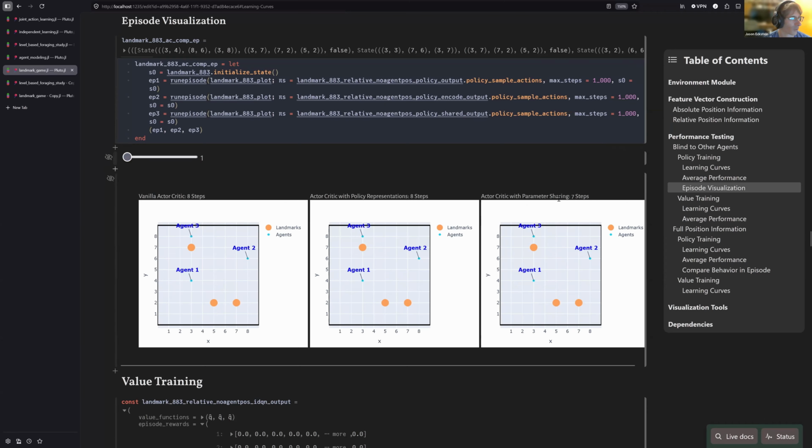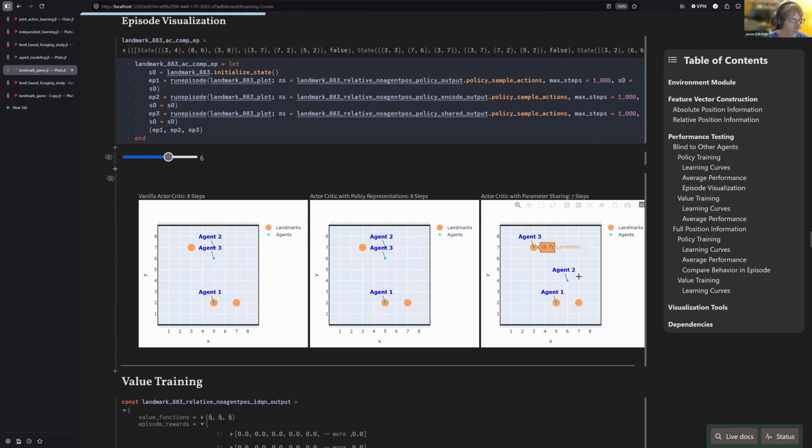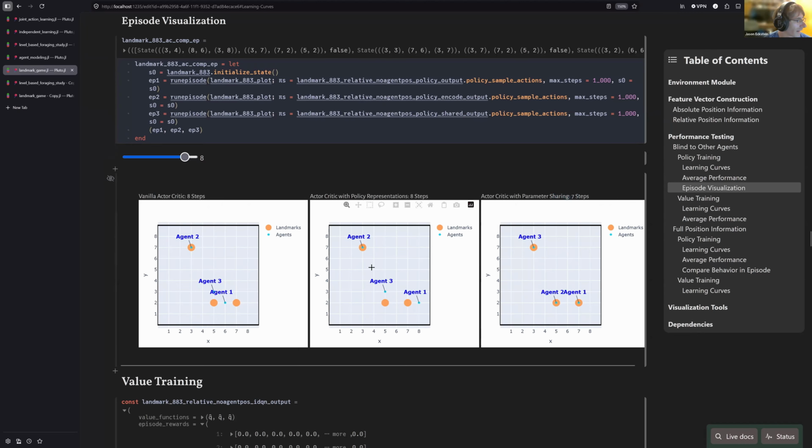Here's an example where the parameter sharing actually solved this in 7 steps. It just got lucky this time, where the agents happened to solve it even faster than this one, right? Because in this case, everything worked out perfectly and they got lucky. These agents, though, have to actually go to distinct locations.